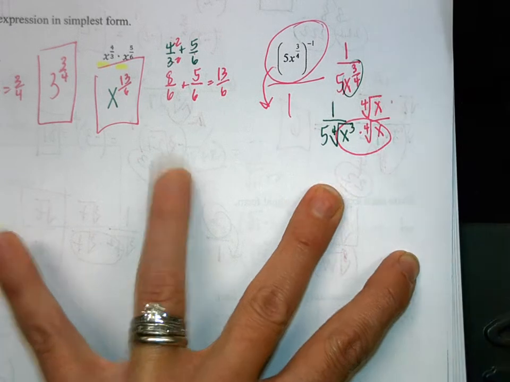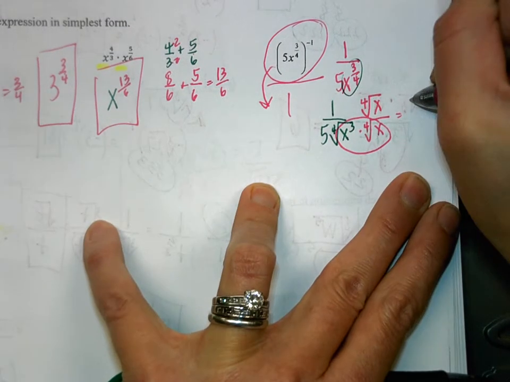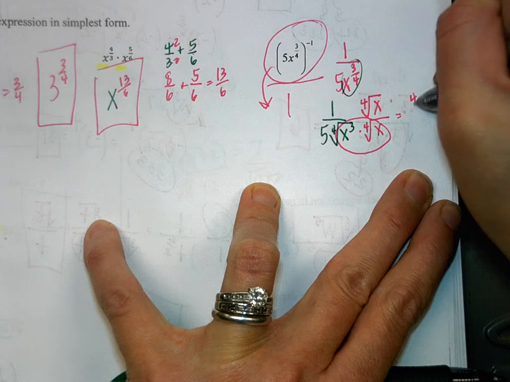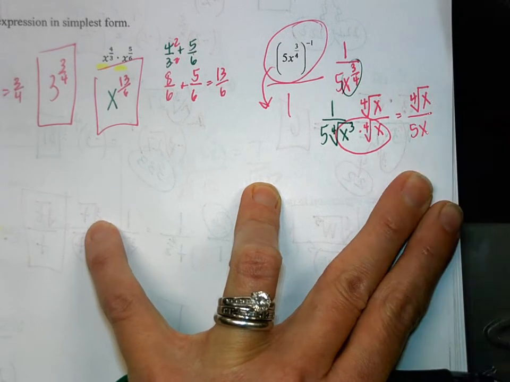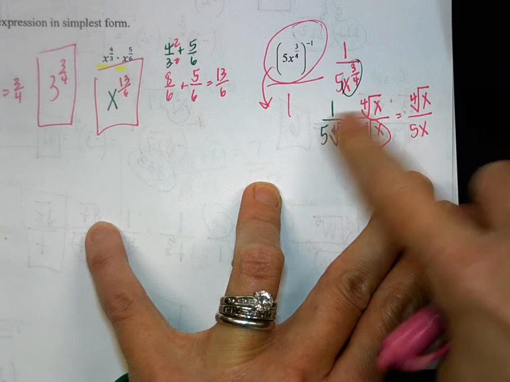So what is this answer going to finally be? The 4th root of x over 5x, because I still have the 5, and then the group of x's makes an x.